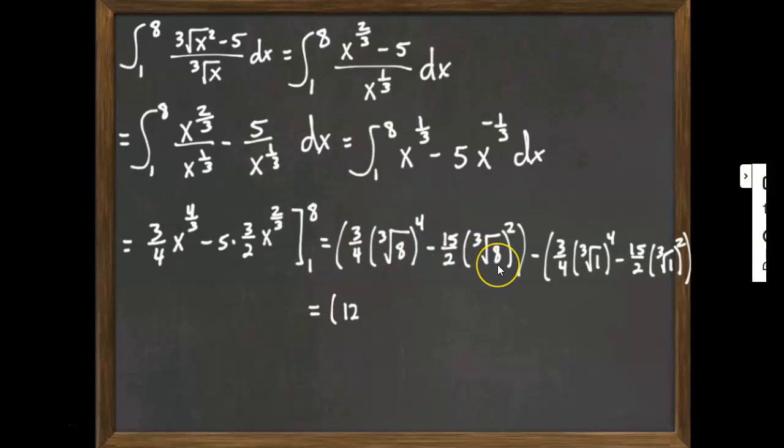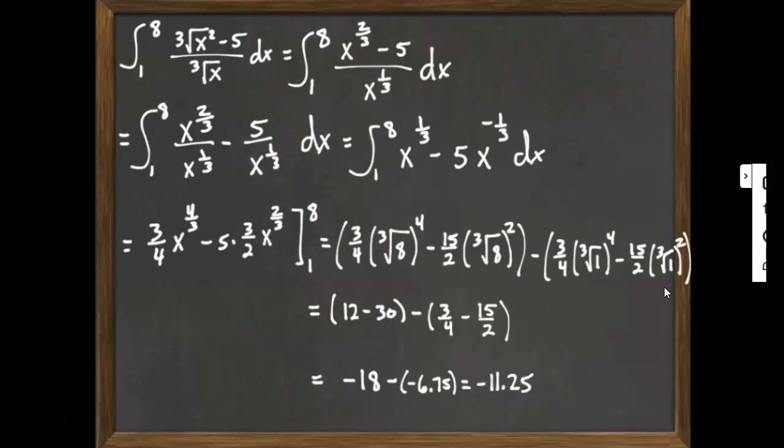Next term here, cube root of 8 is 2. 2 squared is 4. 4 and the 2 in the bottom cancel to give us a 2 left over. 15 times 2 would be 30. And then the 1, that part's easy because 1 to any power is just going to be 1. So that's just going to be 3/4 minus 15 over 2.